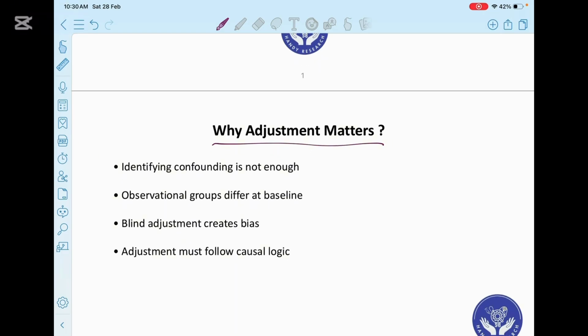Because identifying bias is not enough. We must control it properly, and this is where many researchers make mistakes. They adjust blindly, and blind adjustment creates bias. They trust the regression without thinking. They include every variable in the model. This is not adjustment. This is statistical reflex. And adjustment must follow the causal logic. Today we will understand adjustment clearly, deeply, and correctly.